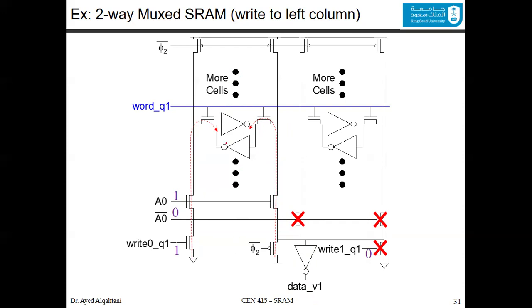And this way you choose this cell, actually this cell from the left column. Now to write a value, you assign write 0 and write 1 the way you like. If you assign it 1 and 0, then you will write a value. If you assign it 0 and 1, then you will write the opposite value. In this case, the value that we chose is 1 and 0.